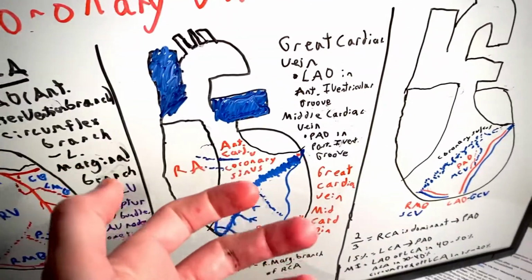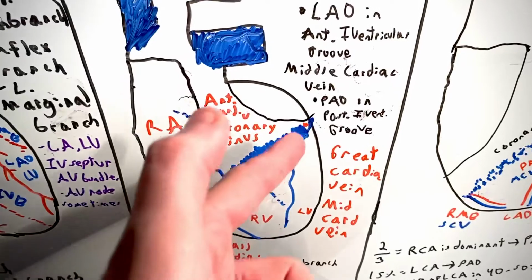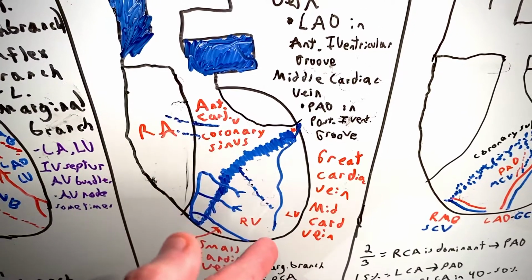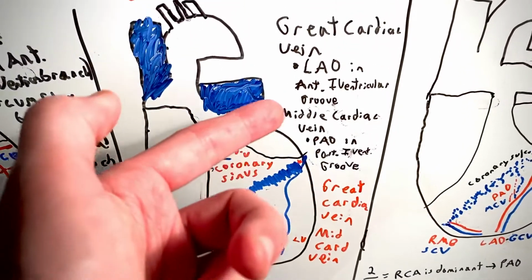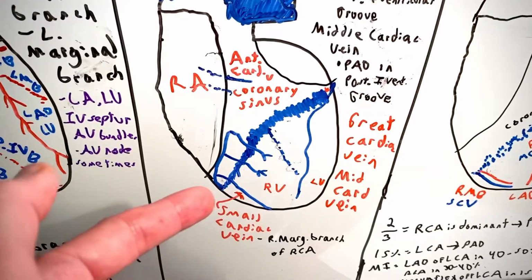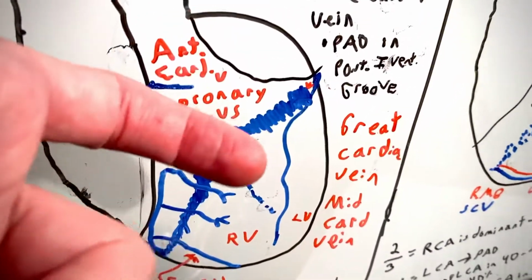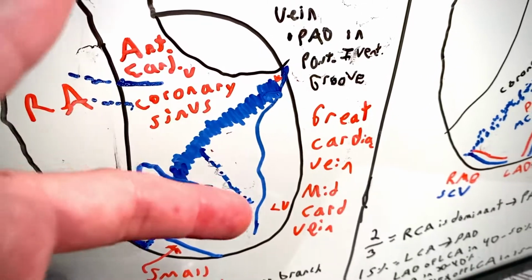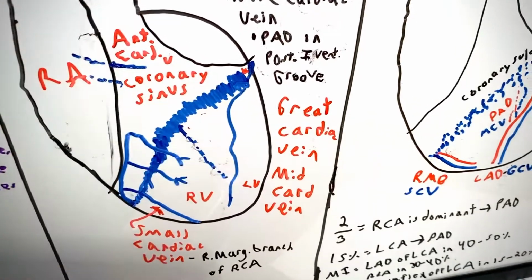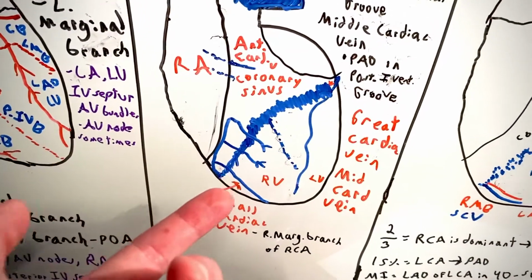The great cardiac vein will run off of this over here. And the next one is the middle cardiac vein. This one's going to be right here. The middle cardiac vein is going to be posterior, so that's why we have it drawn like that. It's going to be behind the heart. This is anterior. And then we have the small cardiac vein.